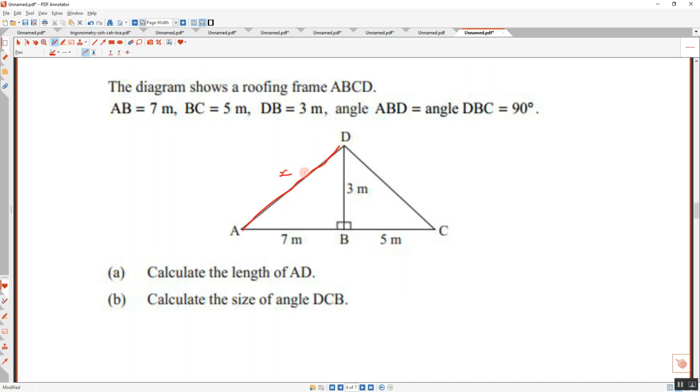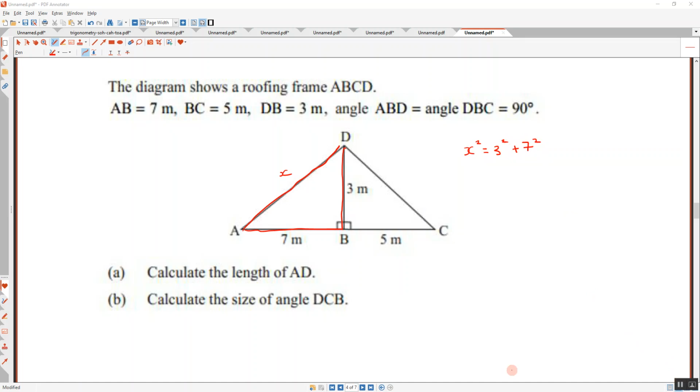Let's call it x. I've got another two sides here that I know. That's 3. This one's 7. So I can use Pythagoras. I'm trying to find the longer side because it's opposite the right angle. So I can use x squared is equal to 3 squared plus 7 squared.